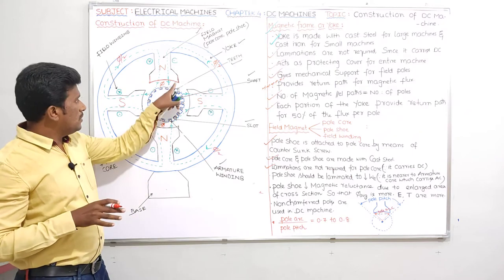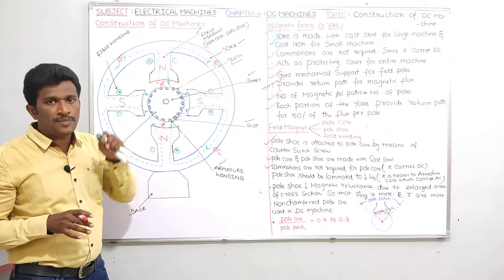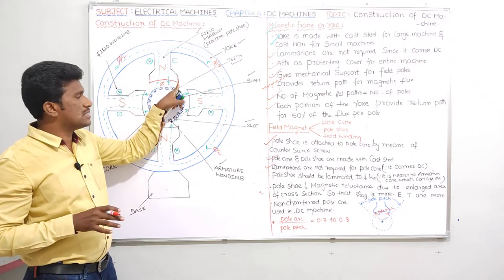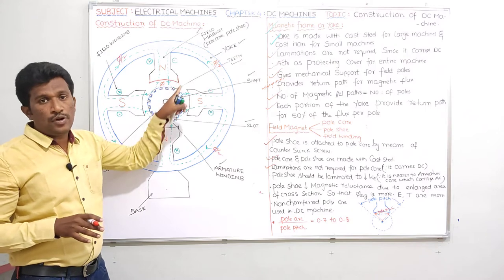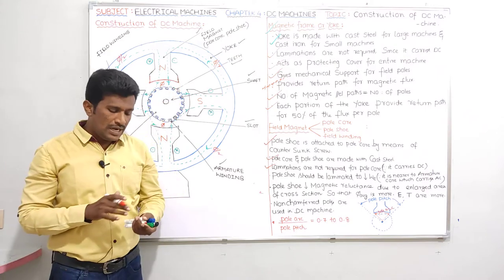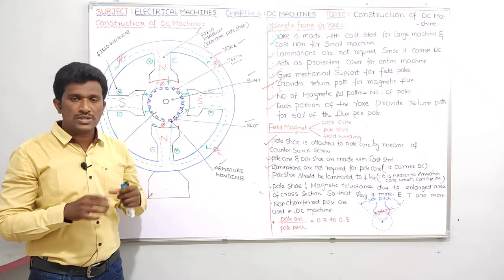Since the pole shoe is nearer to the armature core, which deals with the AC supply, there are chances of having eddy current losses in this pole shoe. Therefore, the pole shoe should be laminated. I already discussed this lamination topic in the transformer core. There is no need to spend time here once again.